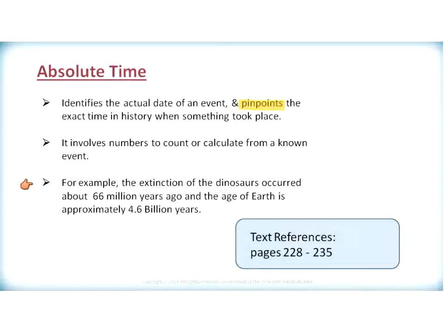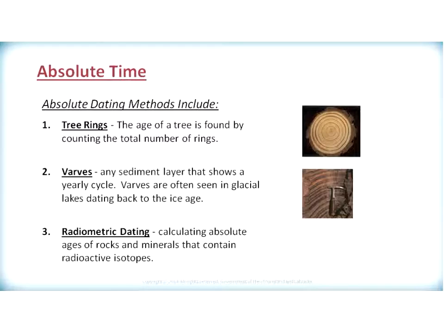Both of these ages have been determined using radioactive dating methods. For information on absolute time, you can refer to the text reference from pages 228 to 235. When we look at absolute dating, some methods include: number 1, tree rings.